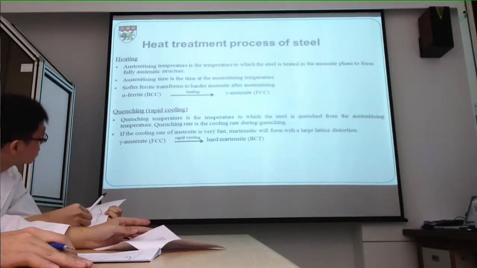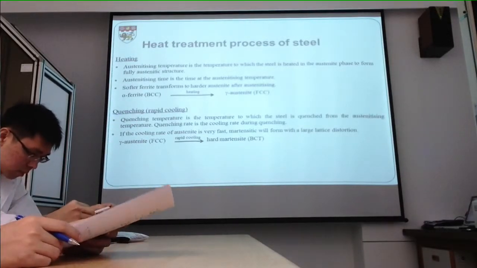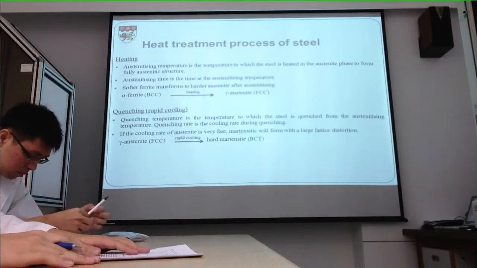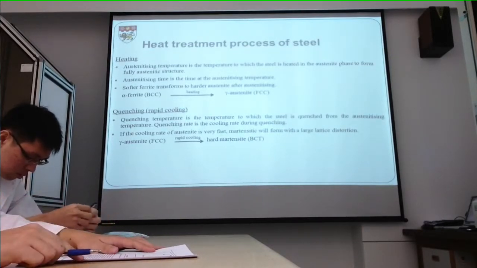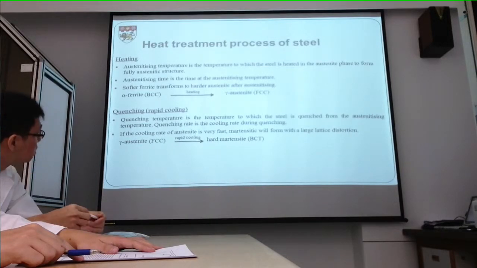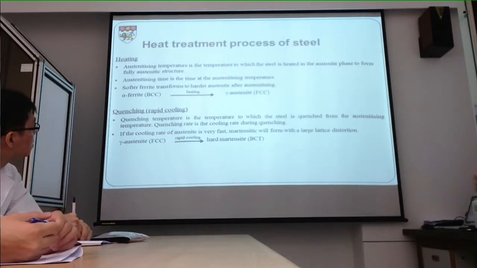So let's be familiar with some processes of the heat treatment. The first is heating. Austenitizing temperature is the temperature to which the steel is heated in the austenite region to form a fully austenitic structure. And austenitizing time is the time at the austenitizing temperature. Softer ferrite transforms into harder austenite after this austenitizing.